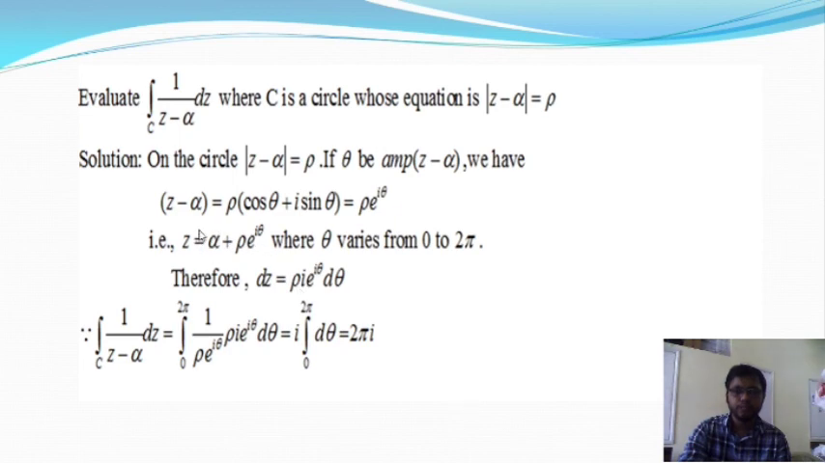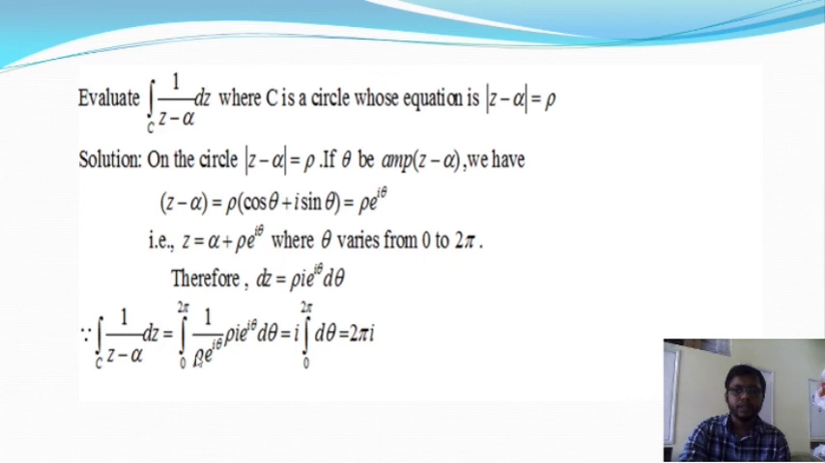Now we differentiate this, and we will get dz is equal to rho into i, and alpha is the fixed point, so the derivative of alpha is 0. So dz is equal to rho into i into e to the power i theta into d theta. Theta is the variable and i is constant. Now we put z minus alpha and dz in that equation. So 1 by (z minus alpha), where z minus alpha is equal to rho e to the power i theta, and dz is equal to rho i e to the power i theta d theta.